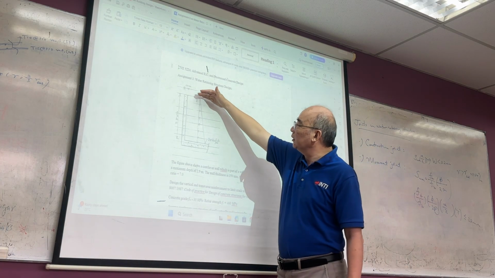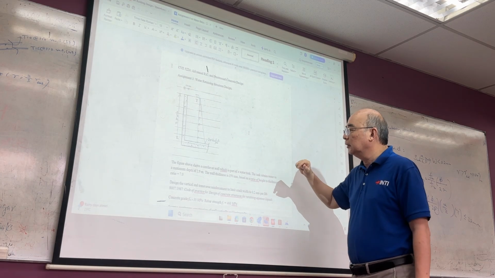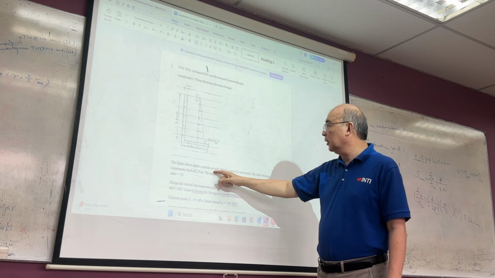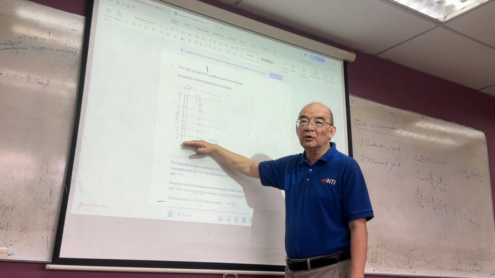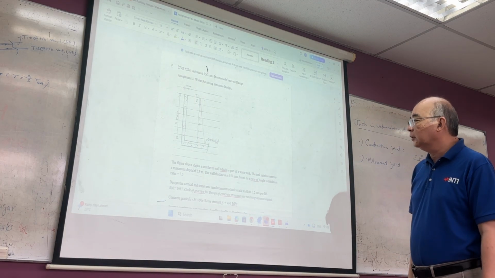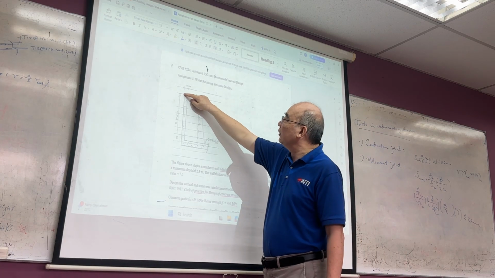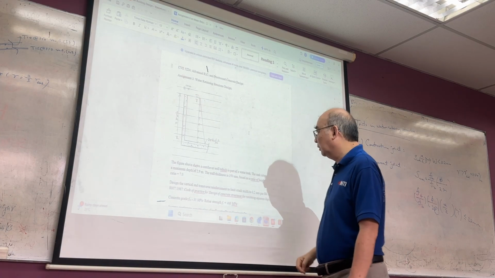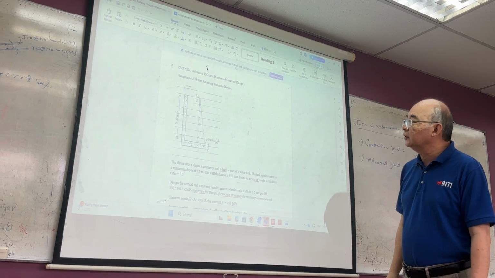And this is the water tank. The figure above shows a cantilever which is part of a water tank, because the water tank also has a slab, right? The tank retains water to a maximum depth of 2.5 meters. The wall thickness is 350, based on a height to thickness ratio equal to 7.0.